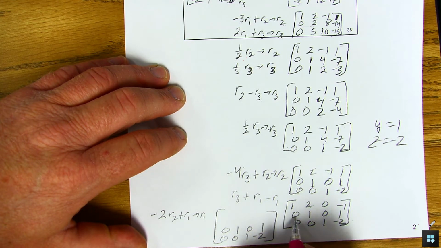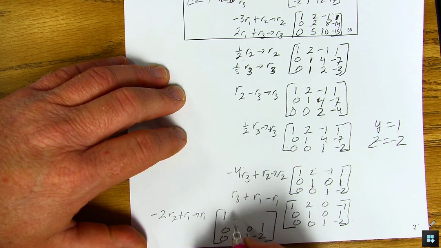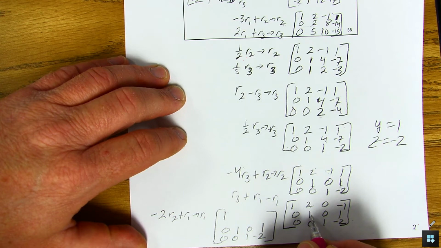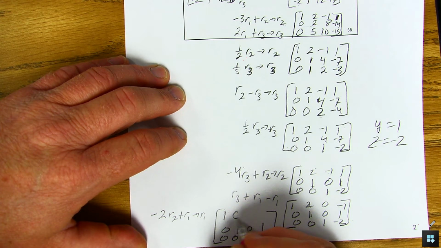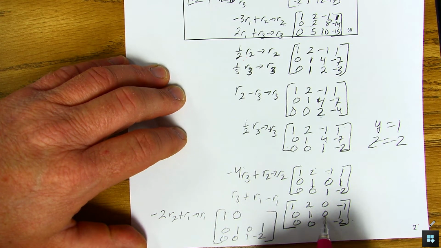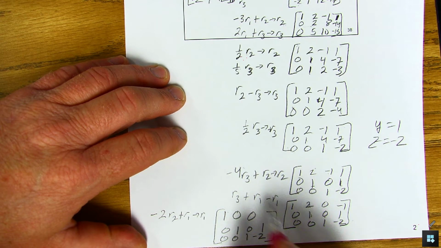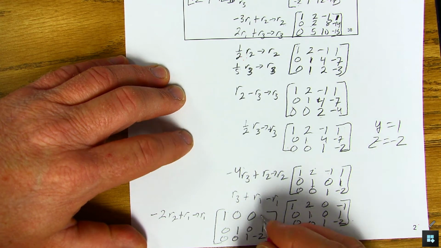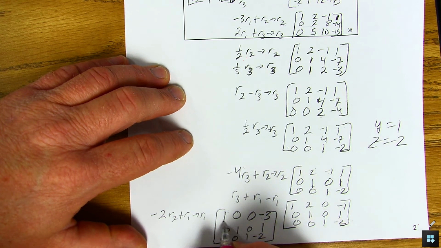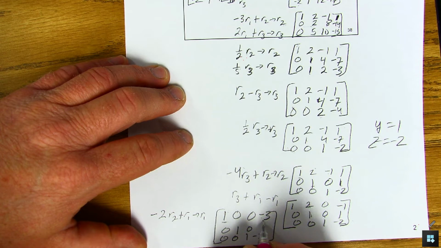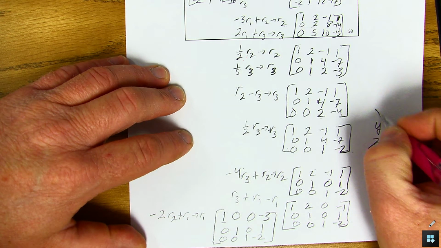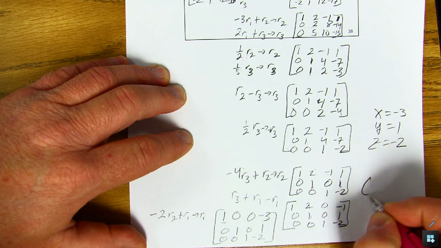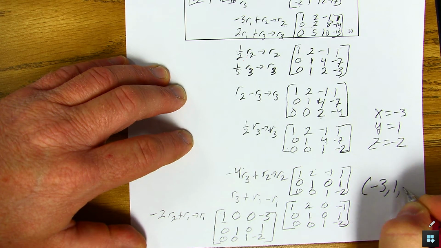Now, row 1 is changing. -2 times 0 is 0, plus 1 is 1. -2 times 1 is -2. -2 plus 2 is 0. -2 times 0 is 0, plus 0 is 0. -2 times 1 is -2, plus -1 is -3, and there we have that 1x is -3. So in other words, x equals -3. So there's our solution, -3, 1, -2.